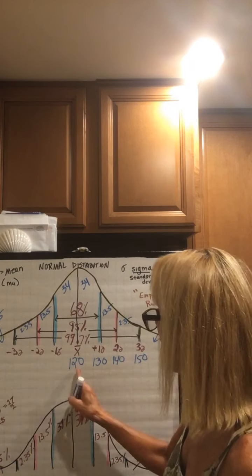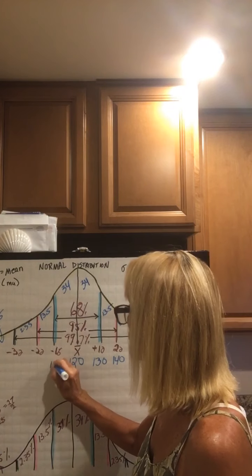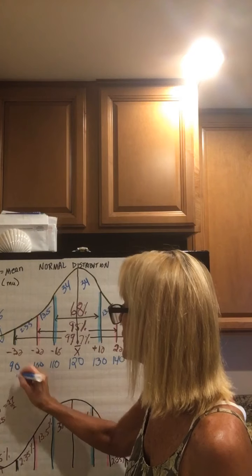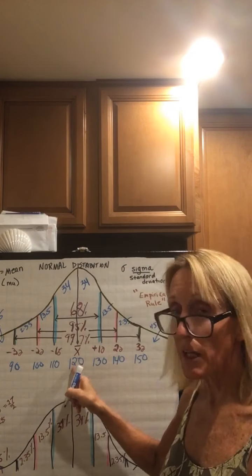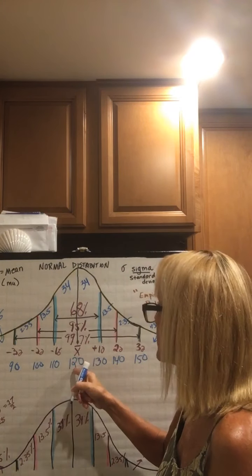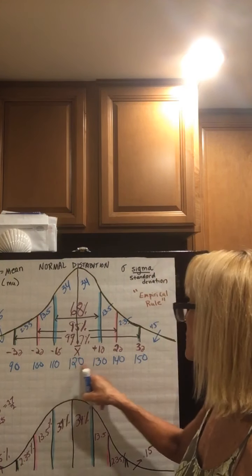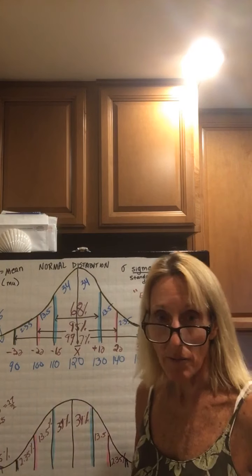If you go to the left, you subtract 10. So this would be 110, this would be 100, and this would be 90. And there you go. So if we were taking a test average, this would be the average, and this would be to the right, and this would be to the left.